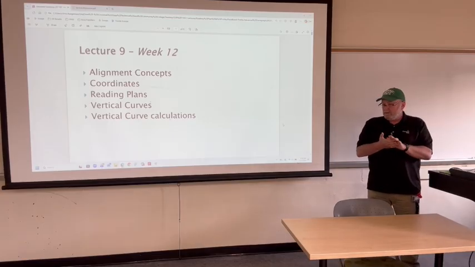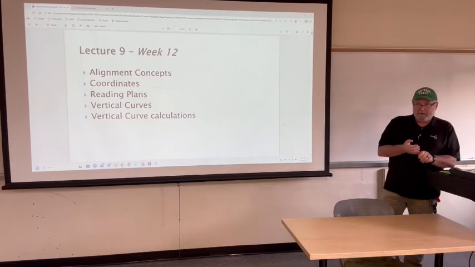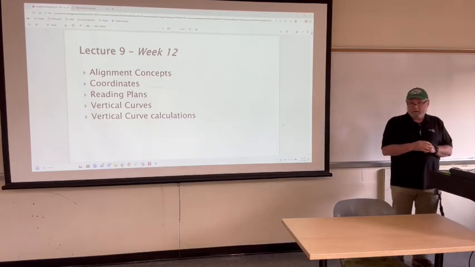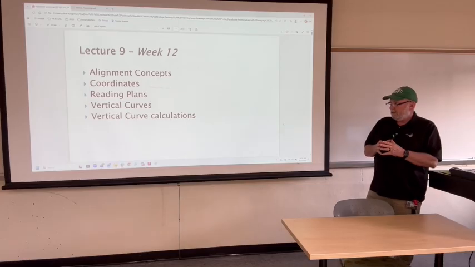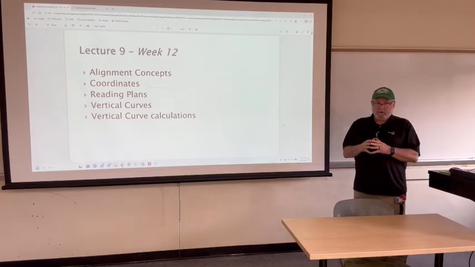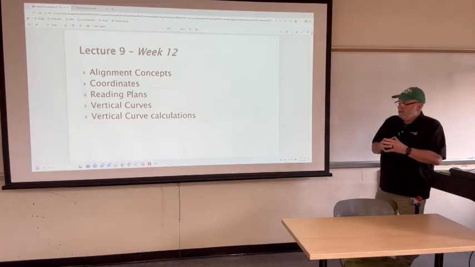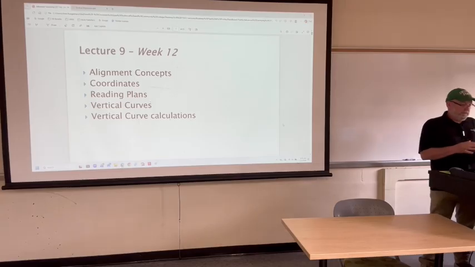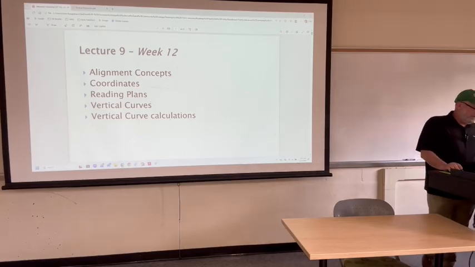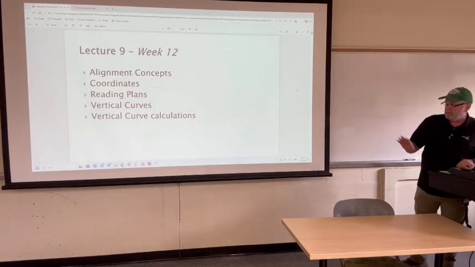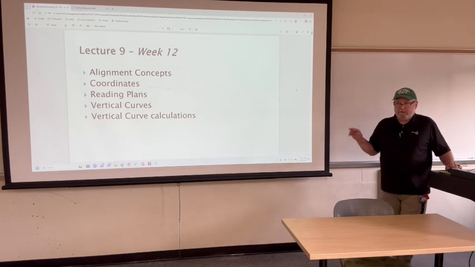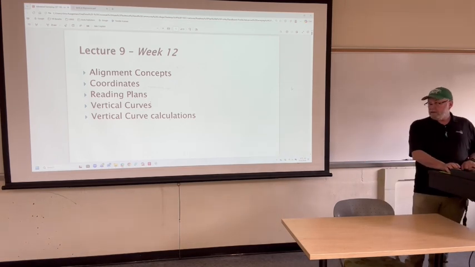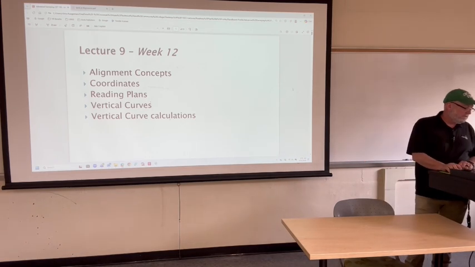We're going to continue on talking about plans and profiles for roadways. Last week we focused a little bit more on the horizontal aspect. We did touch on the vertical. This week, I'd like to touch on the vertical a bit more. A few things I do want to talk about here. A lot of this lecture that was put together prior is a lot of repeat from last week, so I'm not really going to go over it unless anybody has any questions.